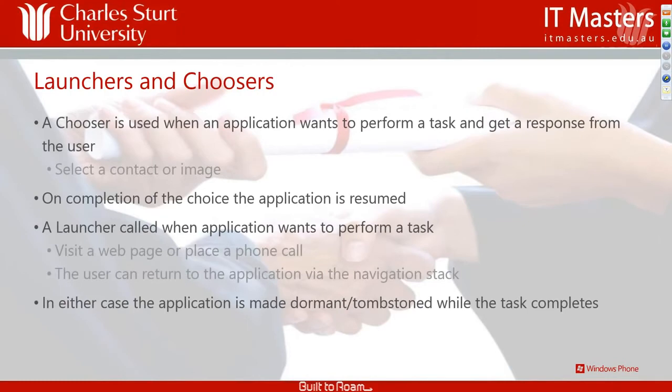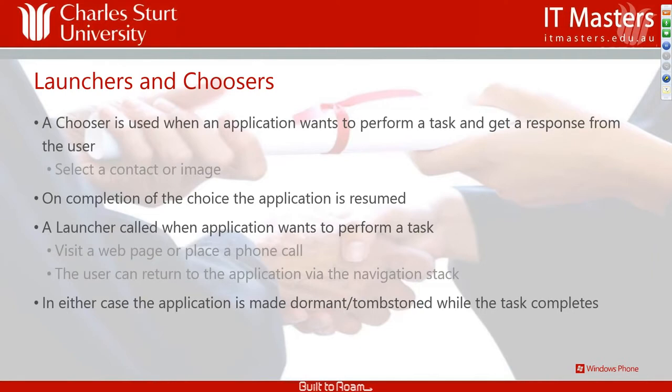So we talk about launchers and choosers in the context of Windows Phone. Essentially, a chooser is where an application wants to go off and perform a task, or hand off to the operating system to perform a task, and then finally get a response from it once it's completed. So for example, selecting a contact or selecting an image. Once the task is completed, that data comes back to the application, which is resumed and is able to handle that. Alternatively, a launcher is where the application is prompting the operating system to go off and perform a particular task. So this might be launching the maps, or providing directions from point A to point B, or placing a phone call or sending an SMS.